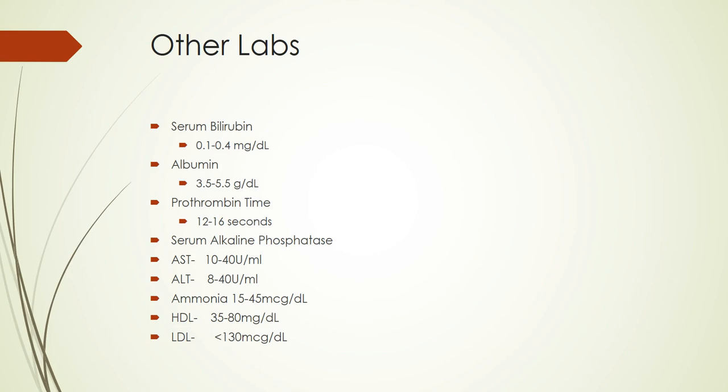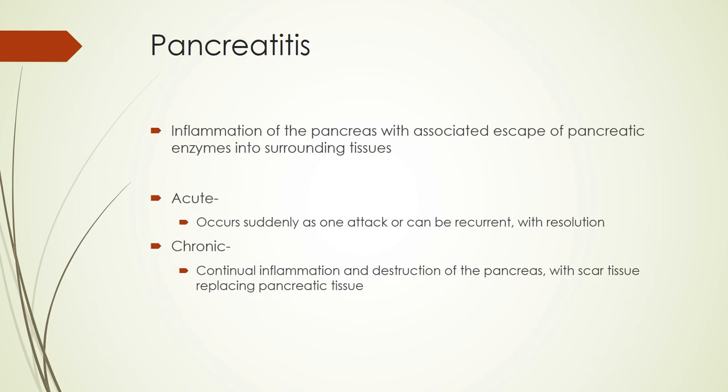Other labs, you're going to look at serum bilirubin, which is 0.1 to 0.4 milligrams, which is very important, so memorize it. You're looking at albumin levels, which is 3.5 to 5.5 grams per deciliter, which is also important, so memorize it. You should know by now PTT and INR, so know those. You're looking at AST and ALT and your ammonia levels. So these labs are something that you definitely need to know, whether it be for the test or for your normal everyday practice. So start memorizing them.